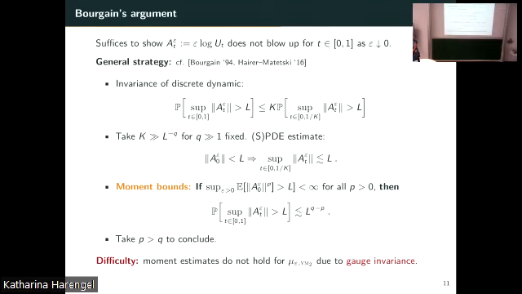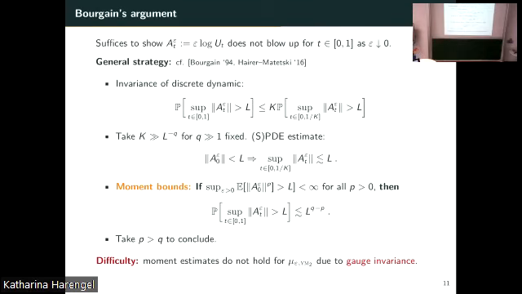Now I'm going to use some knowledge of my measure. If the supremum is uniformly bounded, and I have good moment bounds on the initial condition, uniformly in epsilon for all p, then I can plug that in here and combine it with this result to get an estimate of this type. Then I just take p to be larger than that q, and I conclude that this probability is very small as L goes to infinity, uniformly in epsilon. So this is how one would run Bourgain's argument in this setting.